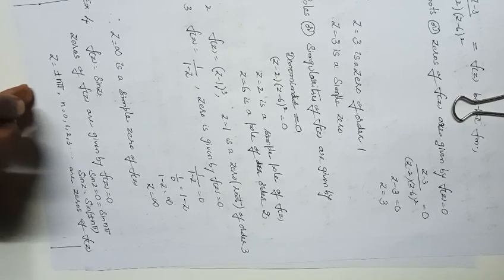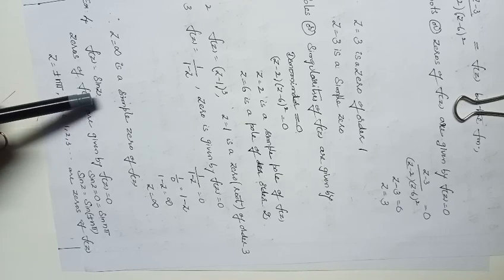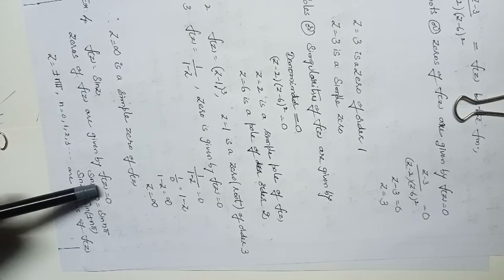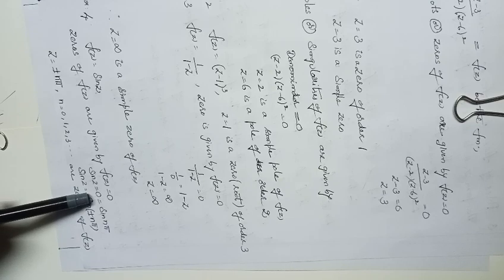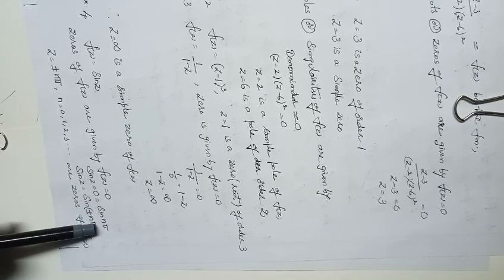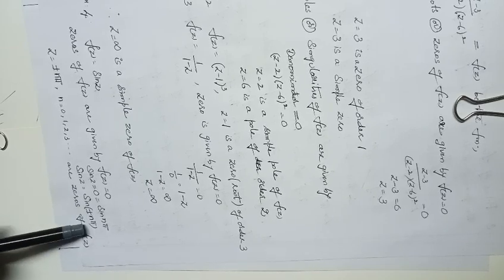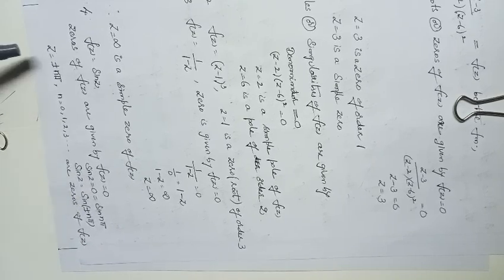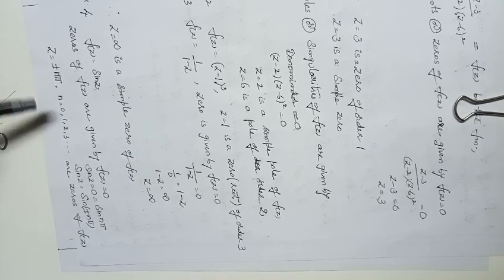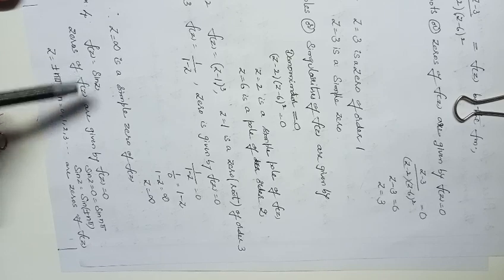The next example is f of z equal to sin z. To get the zeros or roots of this function, equate f of z to 0. The function value is sin z equal to 0. Zero can also be expressed as sin of n pi, that is sin of plus or minus n pi. Sin of plus n pi is equal to 0, and sin of minus n pi is also 0. So by cancelling the sin function, z equals plus or minus n pi, where n equals 0, 1, 2, 3. These are all called the zeros or roots of the function f of z equal to sin z.